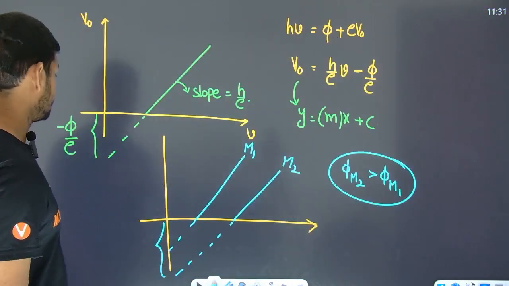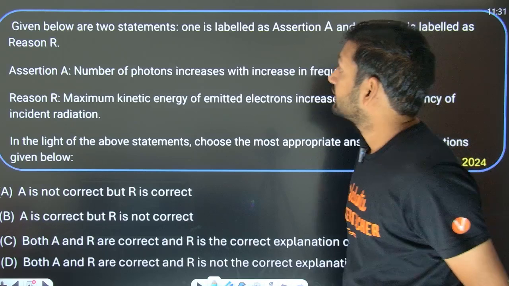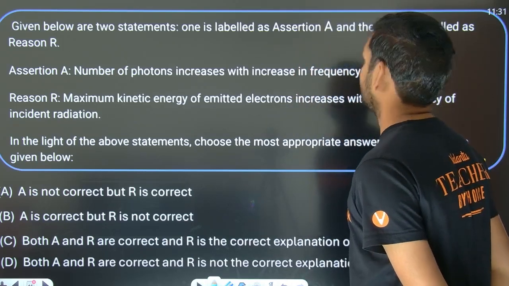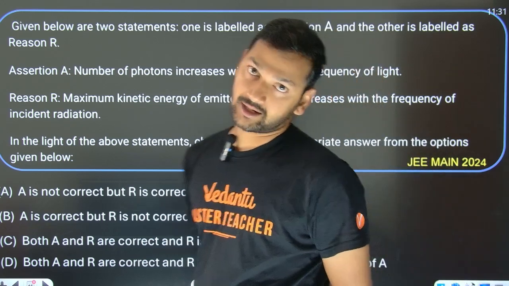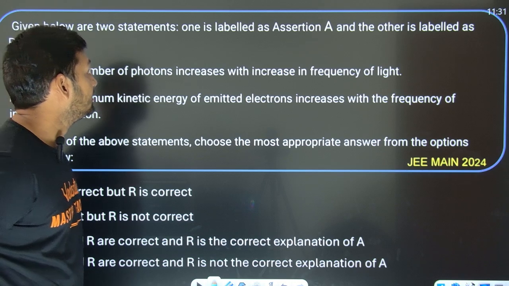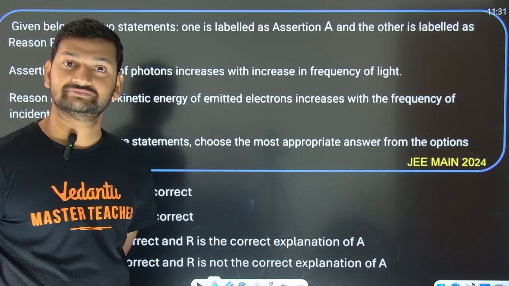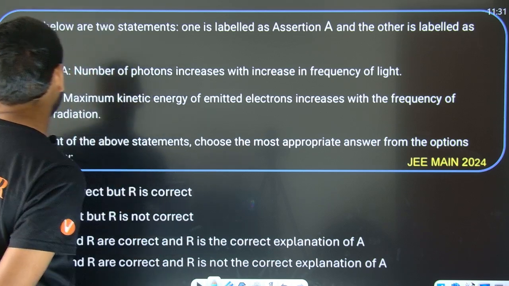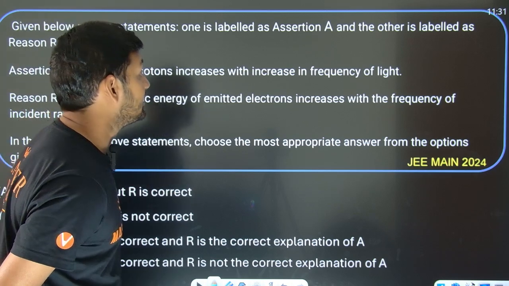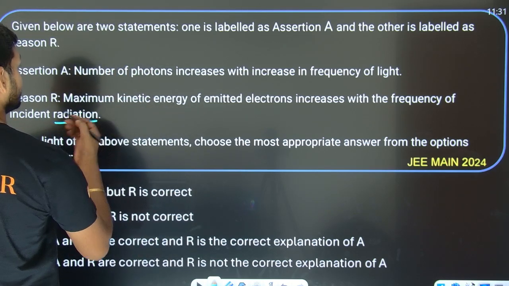Okay. Next. One more theoretical kind of question. Given below are two statements. One is labeled as assertion A and the other is labeled as reason R. Assertion A: number of photons increases with increase in frequency of light. Next statement: maximum kinetic energy of emitted electrons increases with frequency of incident radiation.